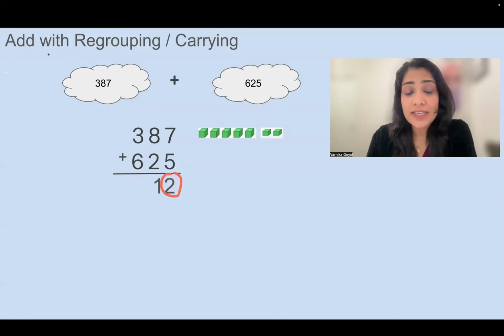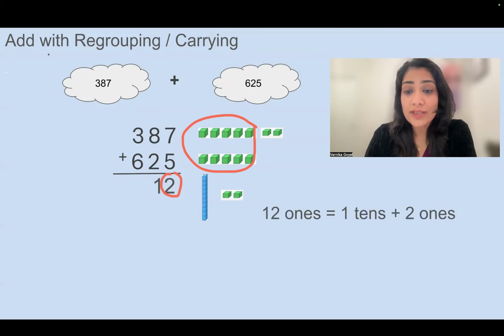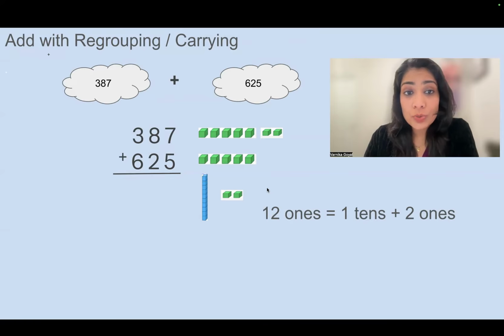Let's see. 12 is actually 10 ones and 2 ones, right? Now when we add, we make a group. We regroup to make them together. So we get 1 tens and 2 ones. So 12 ones is actually made of 1 tens and 2 ones. So we are going to put 2 at its ones place, and 1 we'll move it back to be counted along with other tens in the tens column. This is called carry. We're carrying over the tens to its tens column.